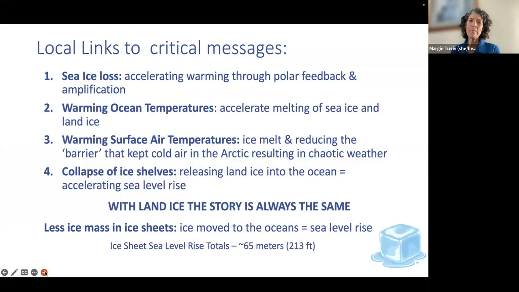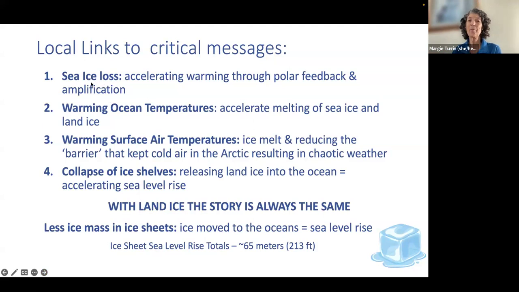Okay, so those are our 8 messages. All of the last 4 related to land ice. And in land ice, there's only one thing to remember, and that is that it's always about moving ice from the land into the ocean. And that changes sea level. There's no way around it. So that's what's going on with all those shifts in the land ice.